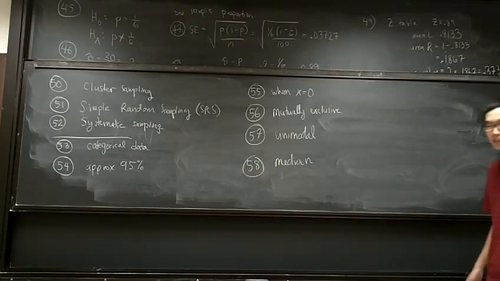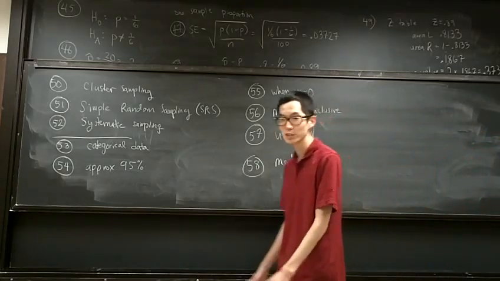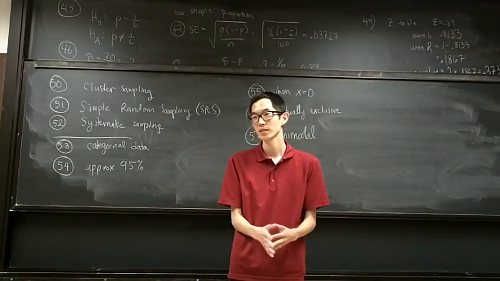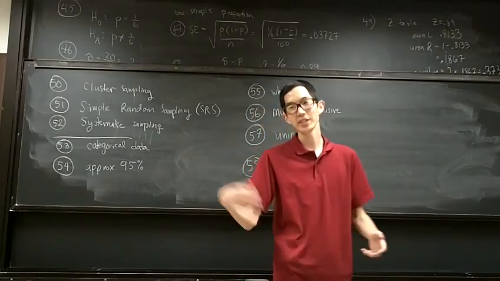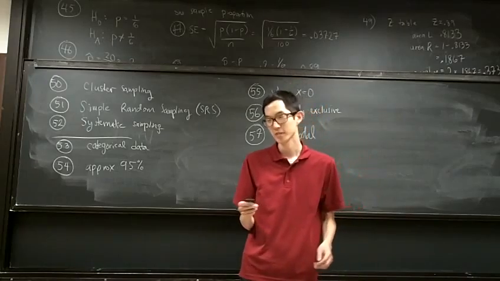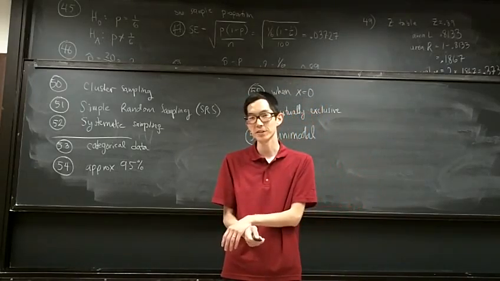If zero is not in the interval, then you have evidence for a difference between the means. The mean weight of watermelons is between 3 and 5. Yeah, 3.7. So you have evidence that there's a difference.